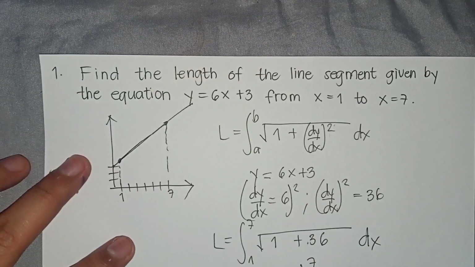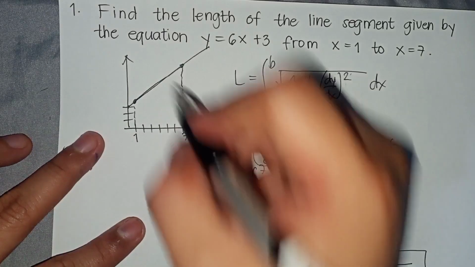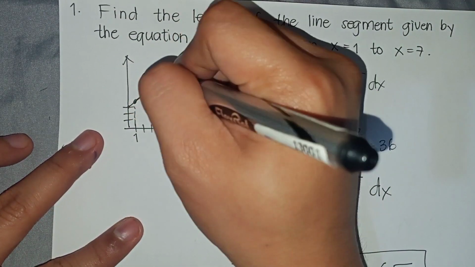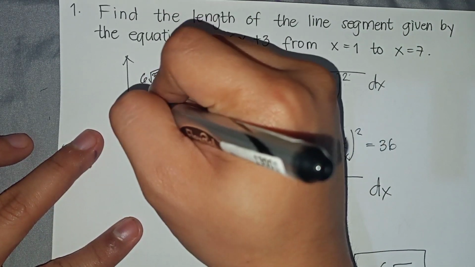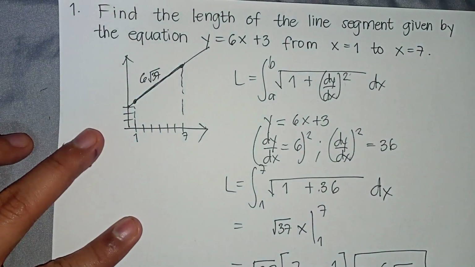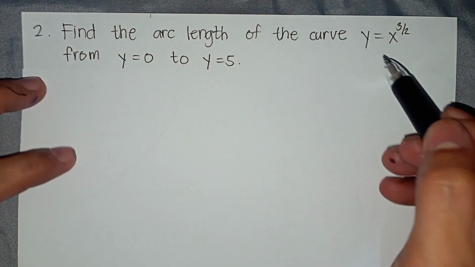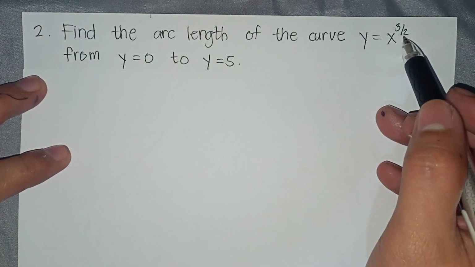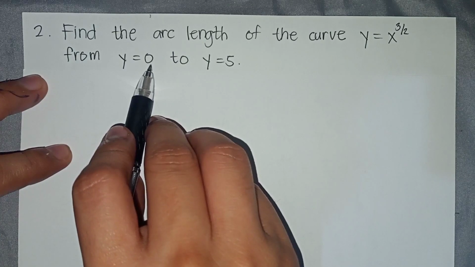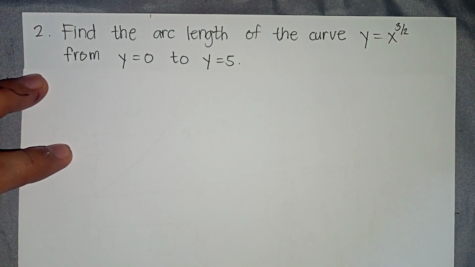So, ito yung magiging length na to. 6 times square root of 37. Ito yung length na tinutukoy natin. Okay, example number 2, find the arc length of the curve y is equal to x raised to 3 half from y is equal to 0 to y is equal to 5.